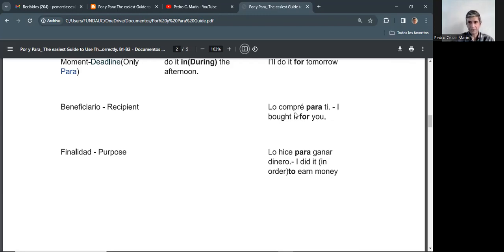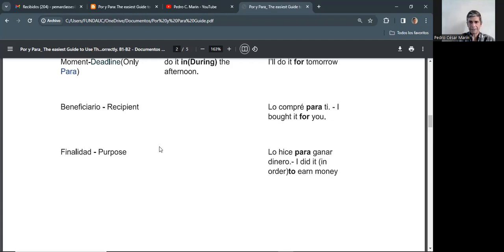So let me tell you something. When you need to use it in this context, it's not really that important. If you tell me, lo compré por ti, or lo compré para ti, they are pretty close. They don't mean the same, but they are pretty close, so you might be safe.